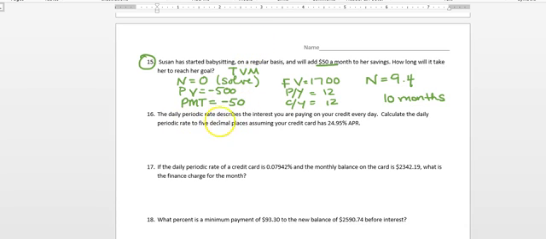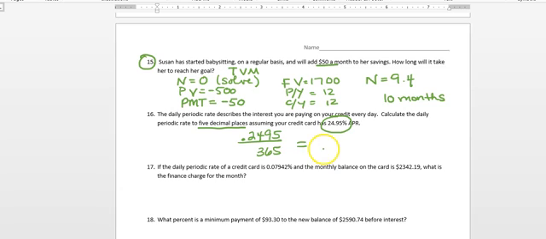All right, next we have the daily periodic rate. It describes the interest you pay on your credit card each day. Calculate the daily periodic rate to 5 decimal places, assuming your APR is that. To get the daily periodic rate, all you need to do is take your APR, change it to a decimal, 0.2495, and divide it by 365.